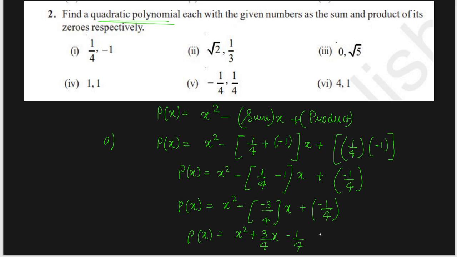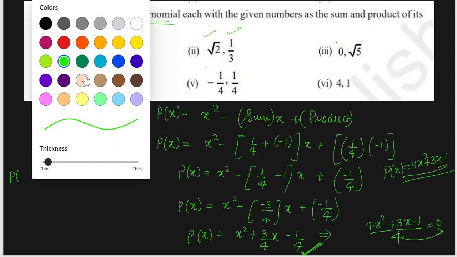Some teachers will guide you to take the LCM as well, but you are going to get full marks at this step as well. Or you can take the LCM giving us 4x square plus 3x minus 1 over 4. This will turn out to be 0, therefore the polynomial is 4x square plus 3x minus 1. This is also the answer that can be written at the back of your exercise. Don't confuse yourself with this. Just replace the sum with root 2 and 1 over 3. Don't get confused, okay? I'll explain the B part as well, just by changing the color.